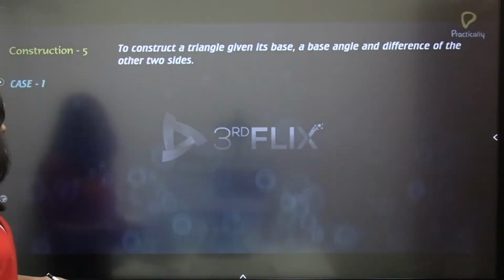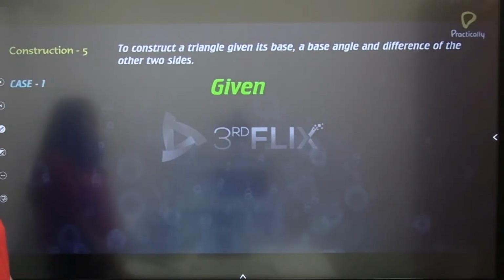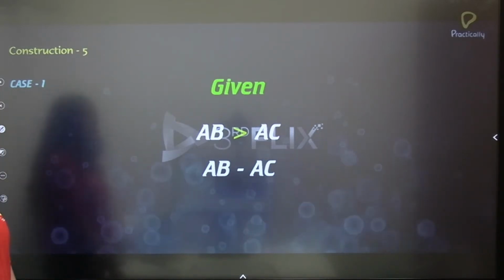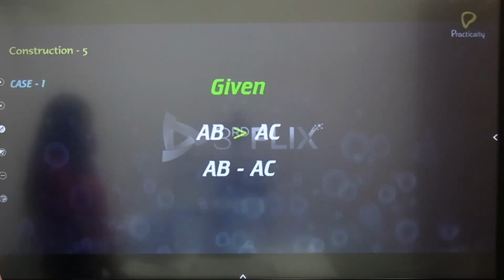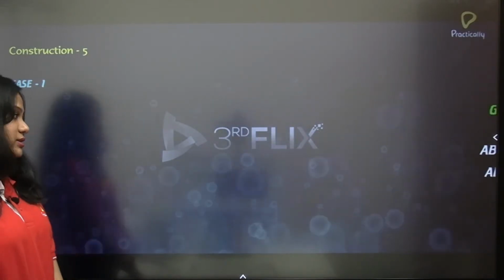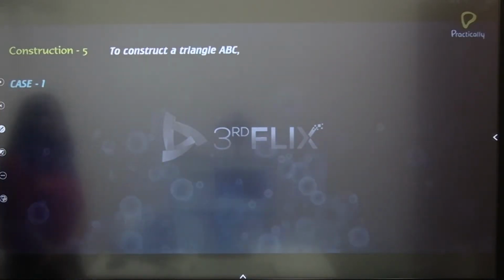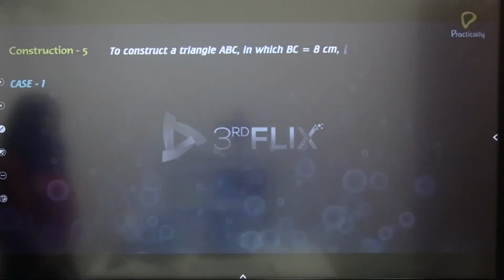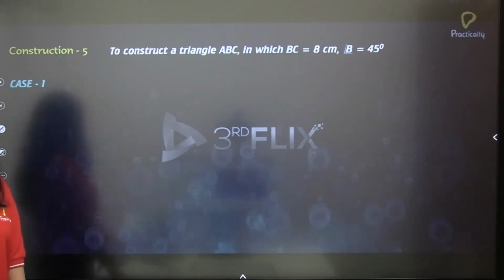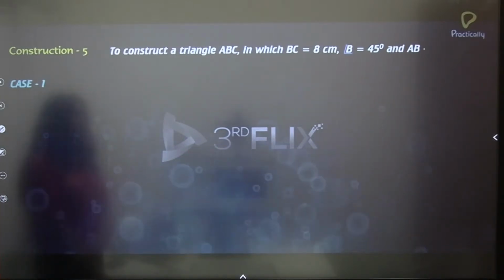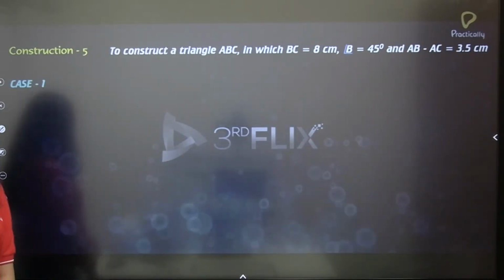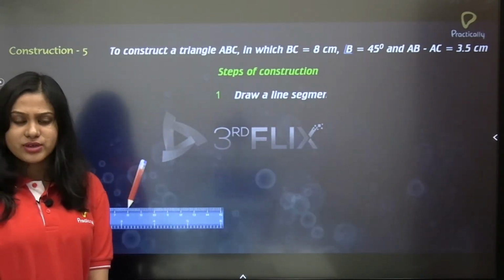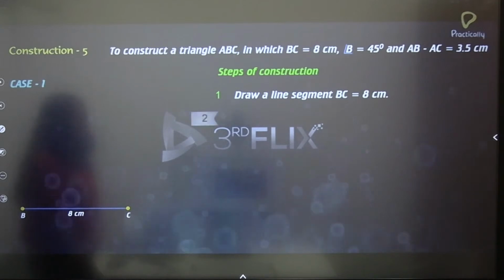Okay, let us see how to construct. To construct a triangle given its base, base angle and the difference of the other two sides, given AB is greater than AC, AB minus AC is given. To construct a triangle ABC in which BC equals 8 centimeters, angle B equals 45 degrees, and AB minus AC is 3.5 centimeters. So now, I'm sure we can construct 45 degrees, correct? Yes. See the steps of construction.